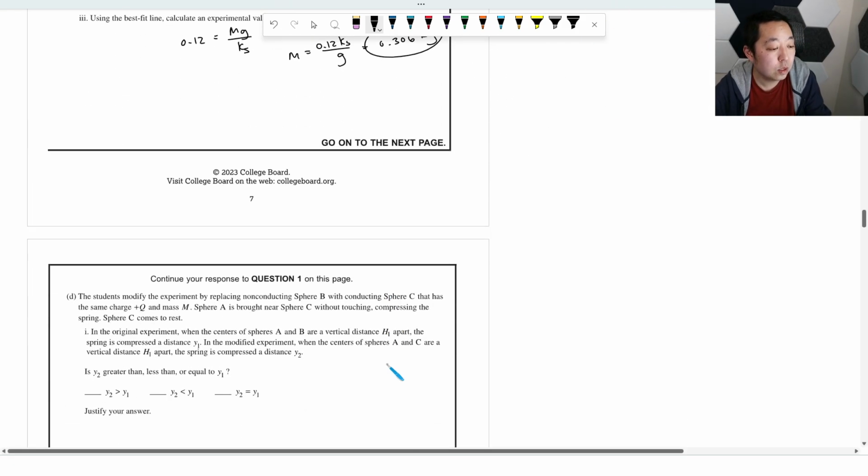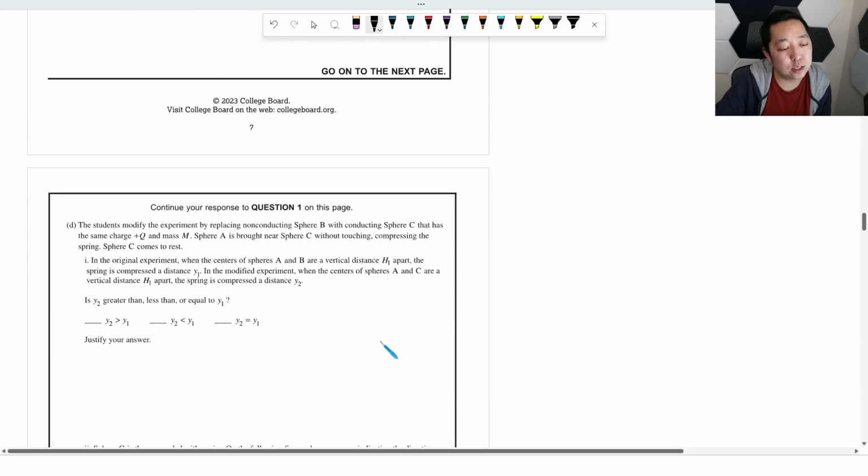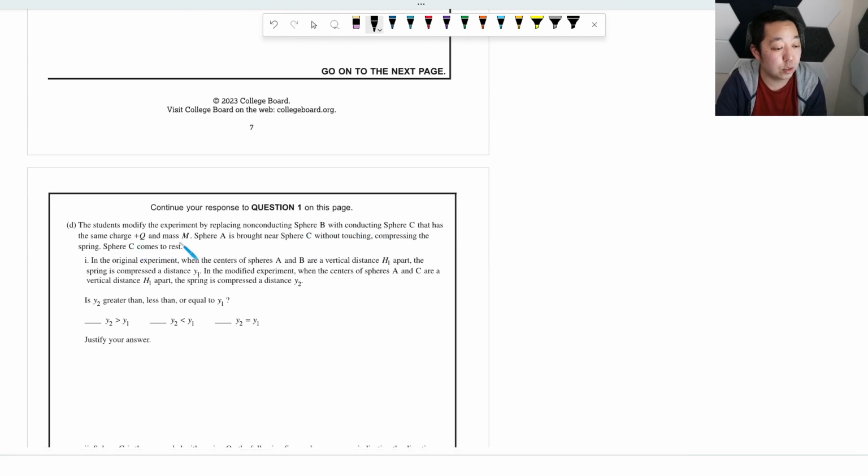Okay. Students modify the experiment by replacing non-conducting sphere B with conducting sphere C, with the same charge Q and mass. Sphere A is brought near sphere C. Okay, so now we do conducting. It's almost like the last one, just a slightly different scenario. Is the vertical distance Y2 greater than, less than, or equal to Y1?